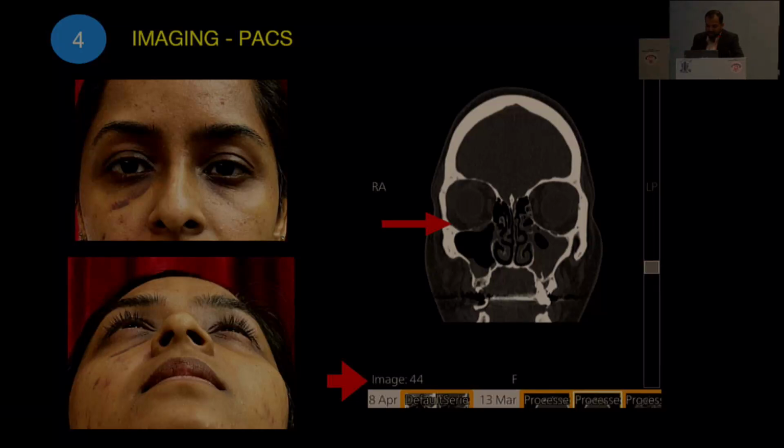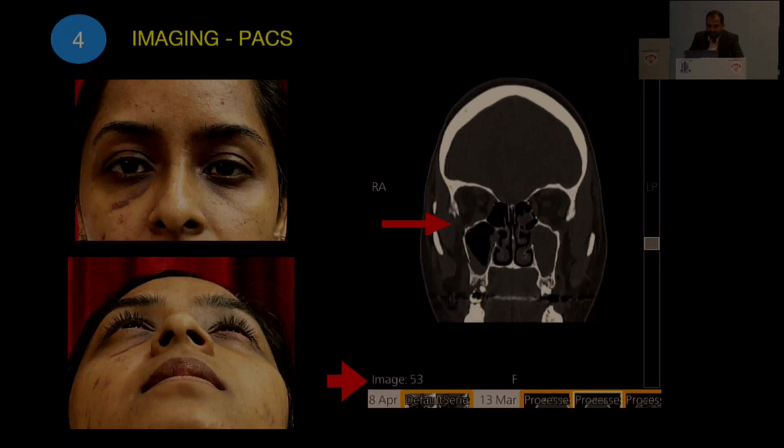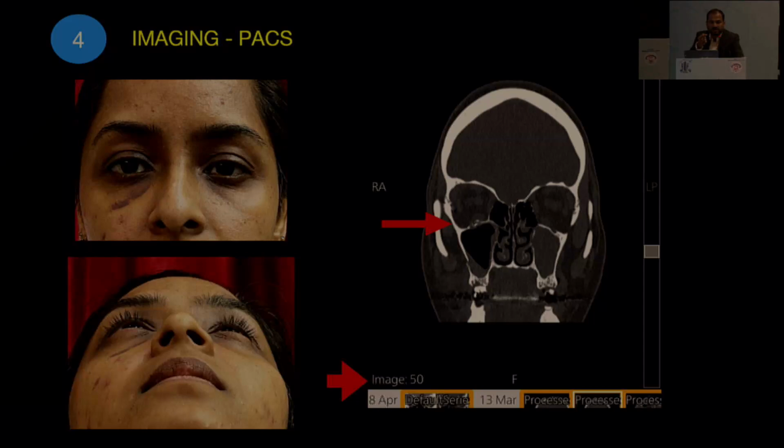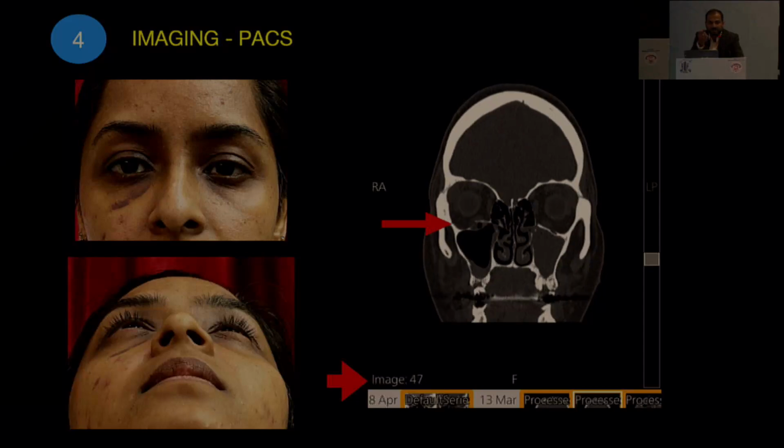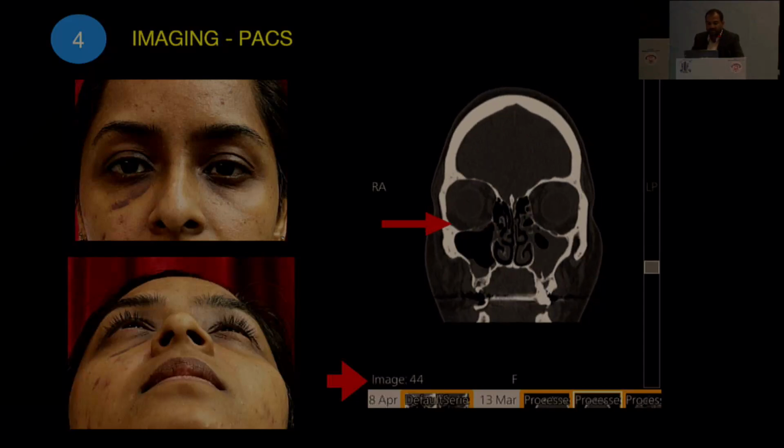As you can see in this case, there was only a less than 5 millimeter bone fragment that was impinging on the inferior rectus, that caused the restriction, limitation and diplopia in this case.